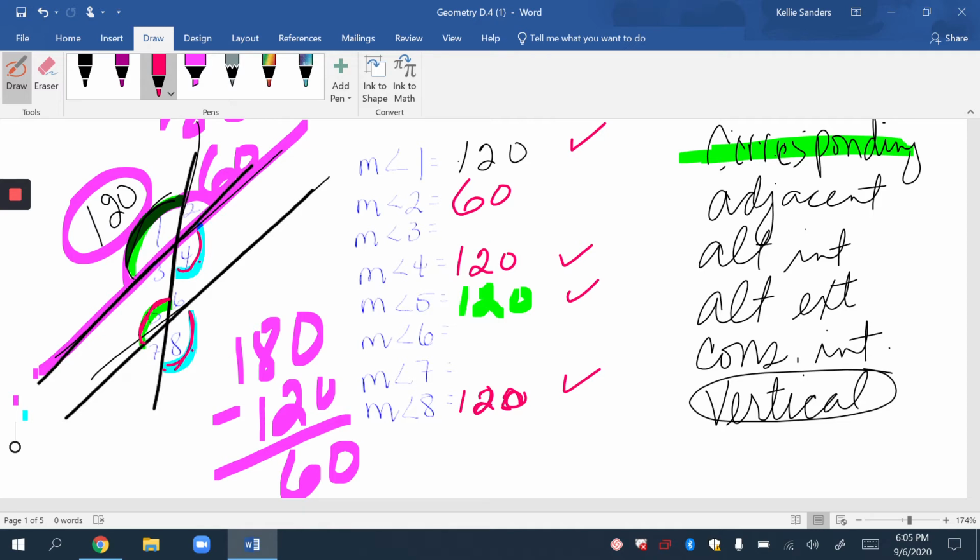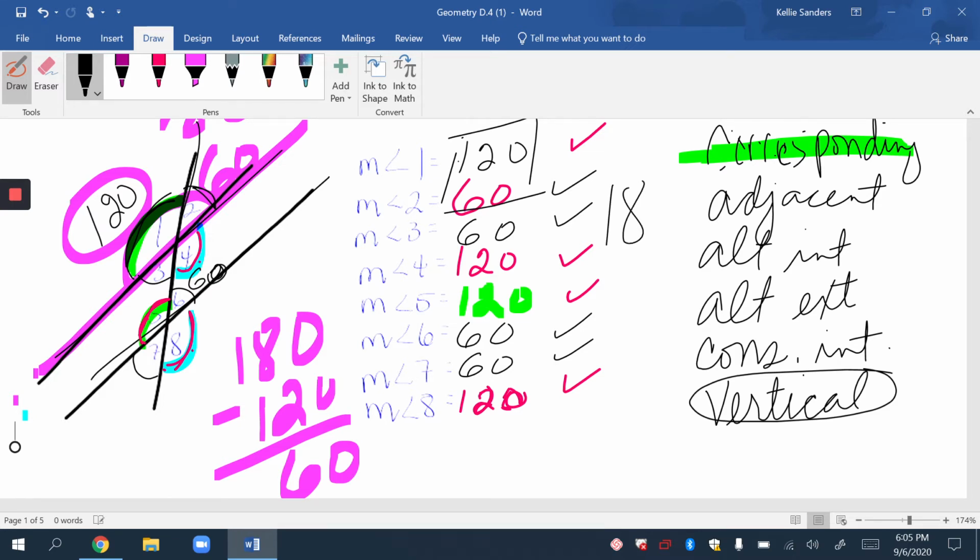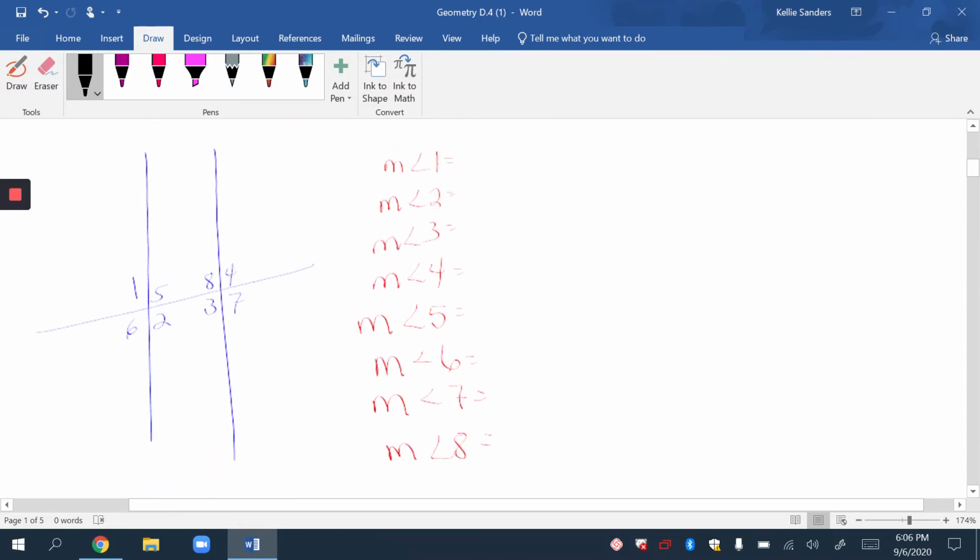And if angle 2 is 60, then angle 3 is 60 because they are vertical. Angle 6 is 60 because it's corresponding to angle 2, and angle 7 is 60 because it's vertical to angle 6. So now we have 1, 2, 3, 4 angles that are 60. And what do those two numbers add up to be? 180 every single time. Let's do it one more time before we get into the lesson.